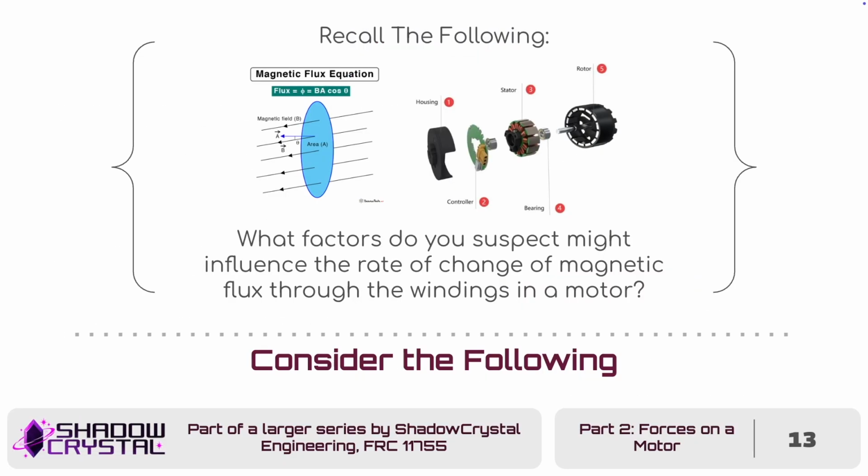Now, before we go any farther, this is also time for questions, but I'm just going to propose this question first. What factors do you think might influence the rate of change of magnetic flux through the windings in a motor? What do you think might make the rate of change faster? What can you do to the motor? What could the motor be doing that would make magnetic flux change happen at a faster rate? I'll give you guys like 30 seconds for this.